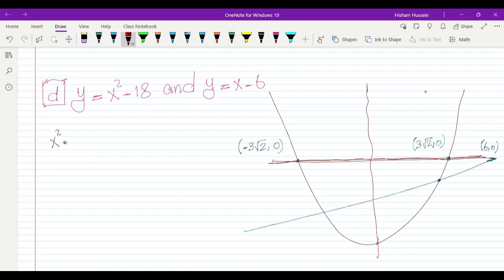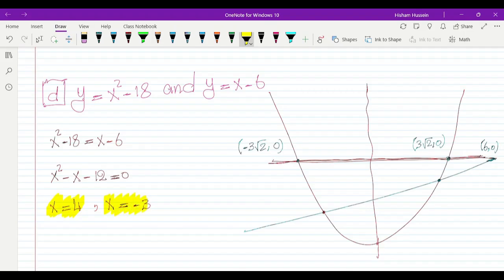x squared minus 18 equals x minus 6. So x squared minus x minus 12 equals 0. The solutions for this equation are x equals 4 and x equals negative 3. These are the intersection points. At x equals 4, y equals negative 2. At x equals negative 3, y equals negative 9.